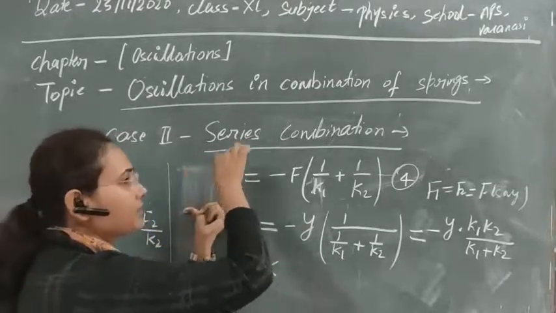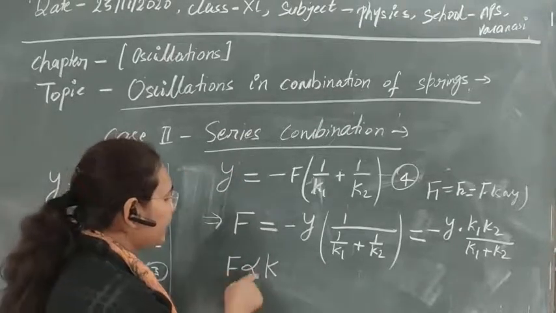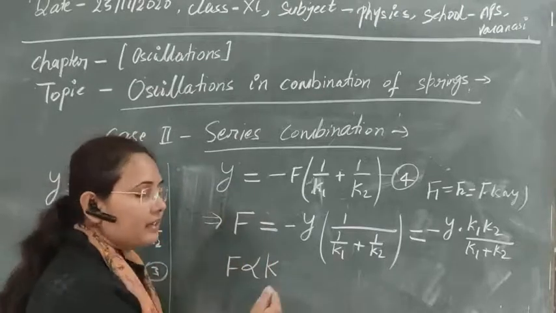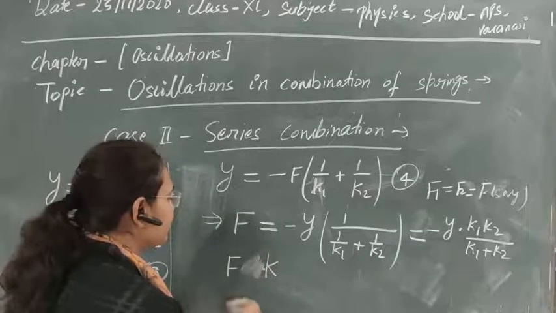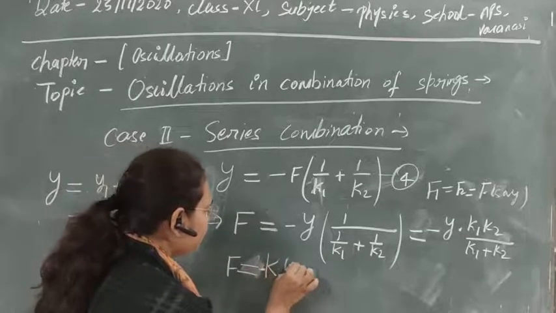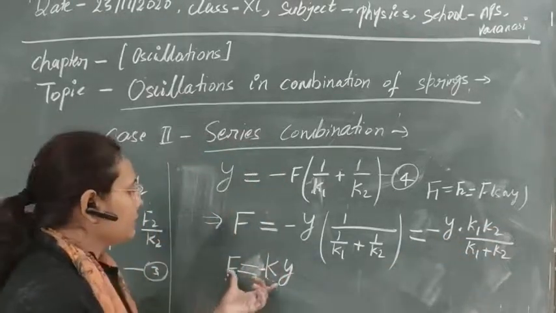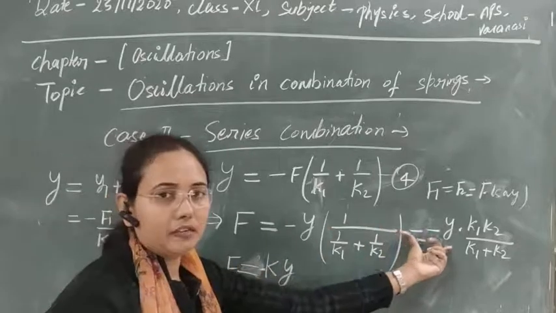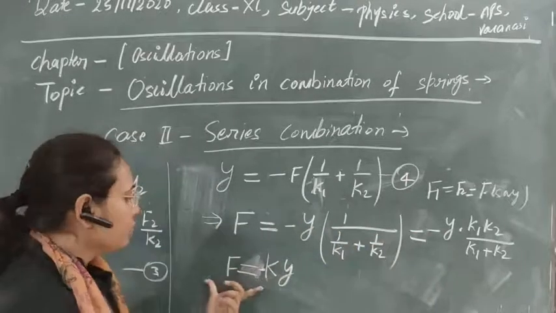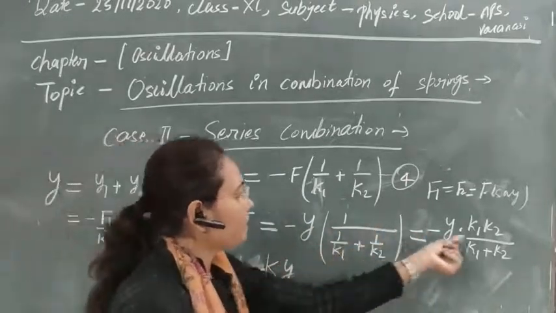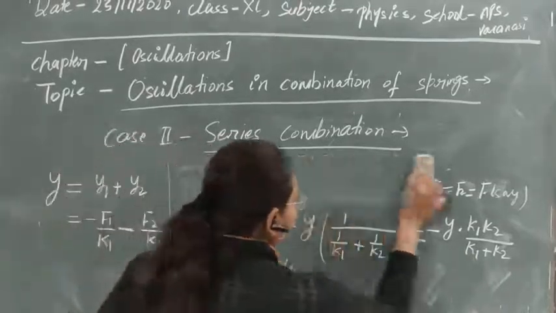This is the total extension produced in the series combination of springs. So if you are seeing the total restoring force, that will be directly proportional to minus y, as the directions are different. If we solve for the proportionality constant, this will be equal to minus ky, and this is the same equation as we obtained for the individual springs. So you can compare these two and calculate the spring constant of the series combination of two springs.